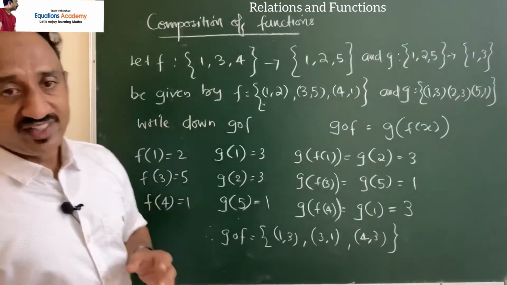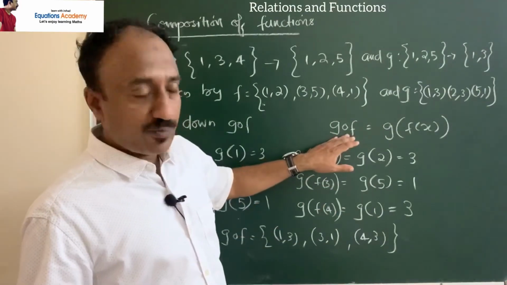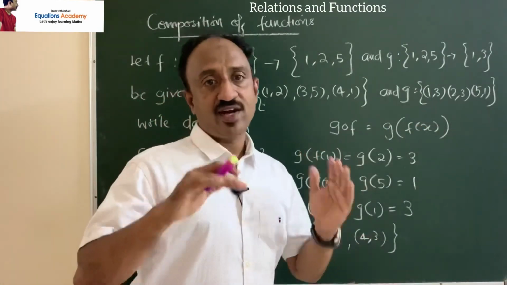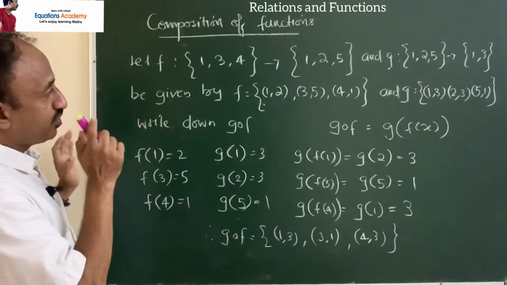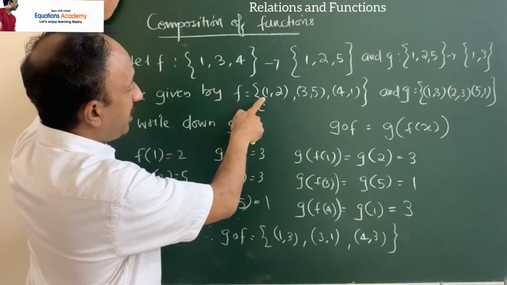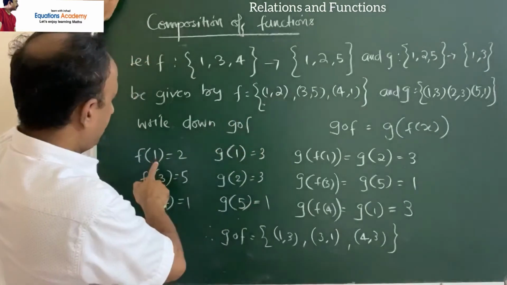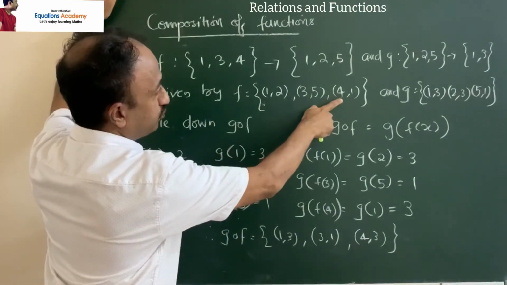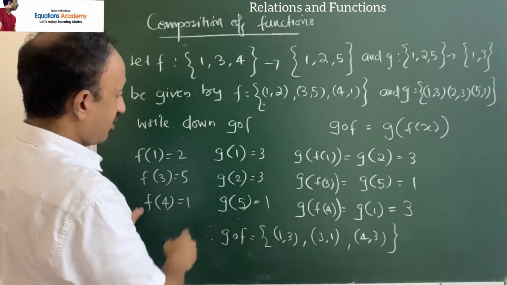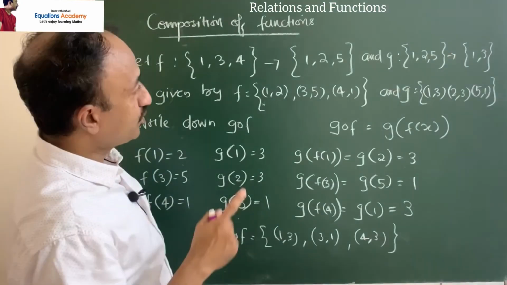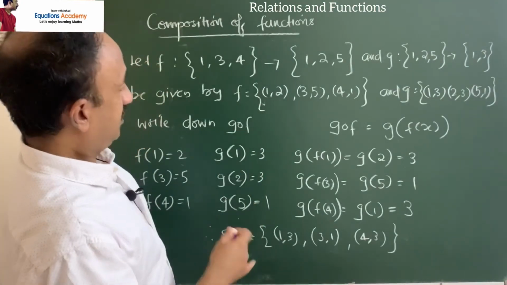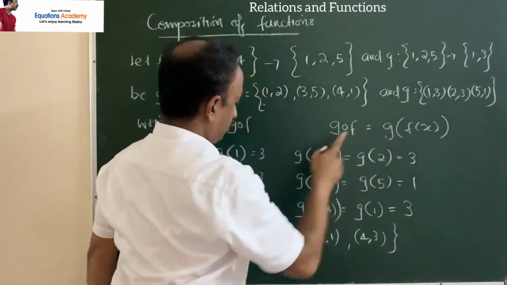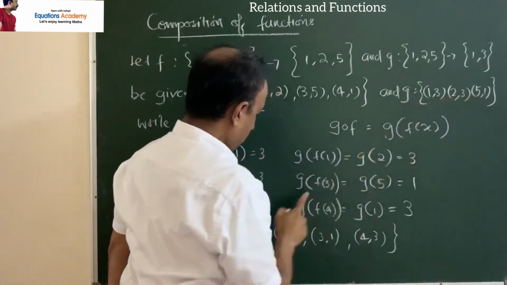So according to our definition, g composition f is equal to g of f of x. So we will first find f of x. From the function here, f of 1 equal to 2, f of 3 equal to 5, f of 4 equal to 1. So we got f of x. Now we'll find g of x from the mapping. G of 1 equal to 3, g of 2 equal to 3, g of 5 equal to 1.